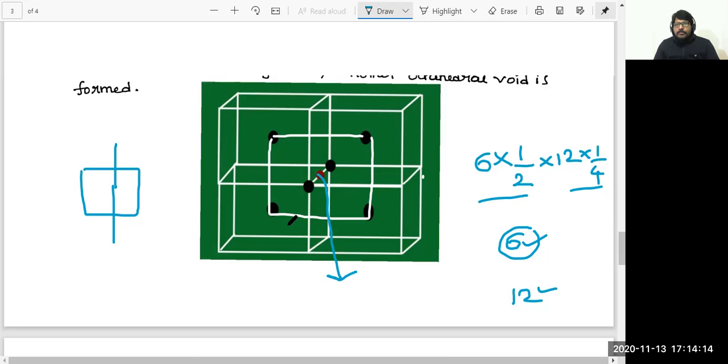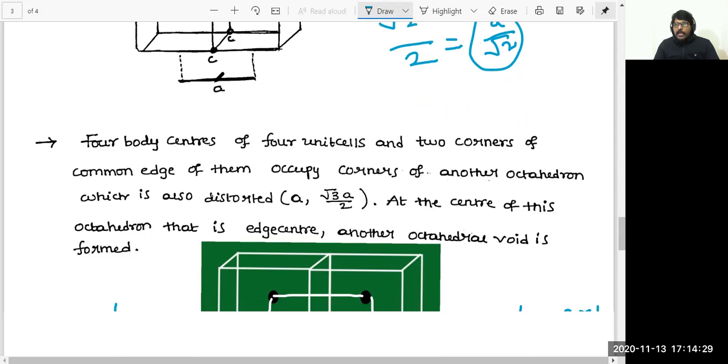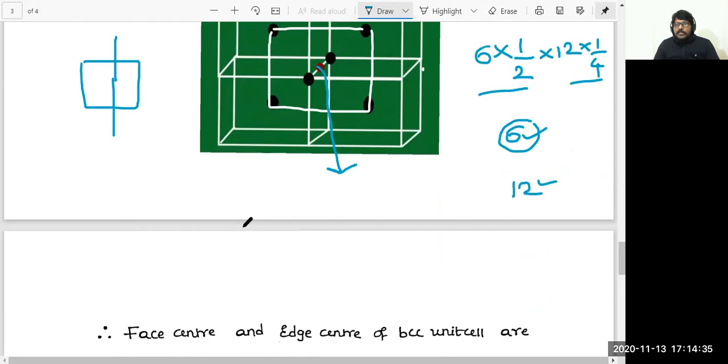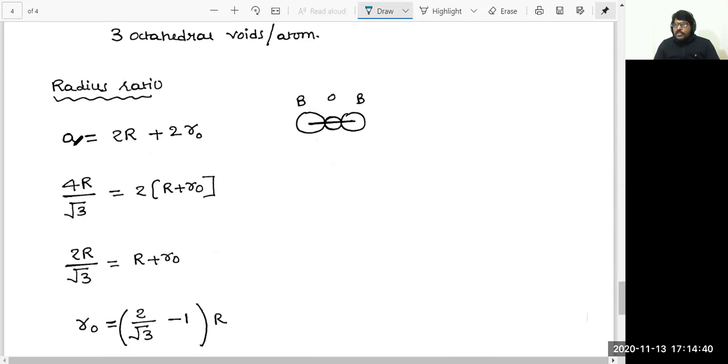I'm going to take the body center, and this is what we call a distorted octahedral void. This body center and this octahedral void are definitely in contact, and with the help of that I'm going to find the radius ratio. So here, this is body center, this is body center, this is face center. Face center is a void. Which void? Distorted octahedral void.